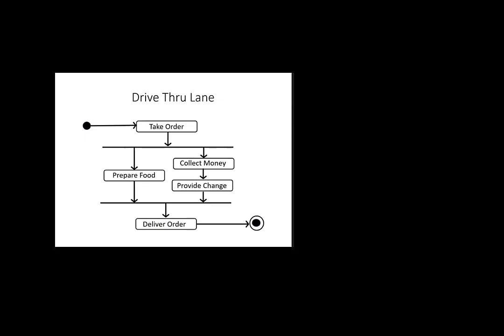So when I took the order, someone's off preparing food, someone else is collecting money and providing change, maybe the same person, maybe not. I don't care about the order in which both of these columns are done, but both columns have to be done before we can move on. And after we've done both, we deliver the order, and then we hit the end dot.